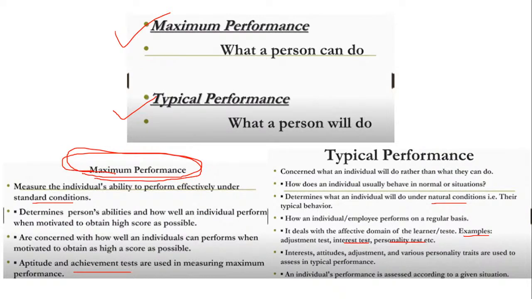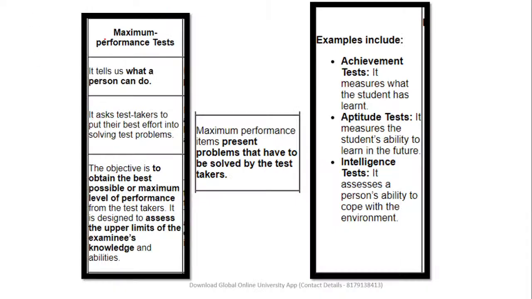I still have one slide for this. So maximum performance tells, as I said, what a person can do. It asks the test takers to put their best effort into solving the problems. The objective is to know the possible or maximum level of performance, so that it helps to assess the upper limit of knowledge and abilities. A maximum performance test presents problems that have to be solved by the test takers, that is the students, and it includes achievement test, aptitude test and intelligence test.